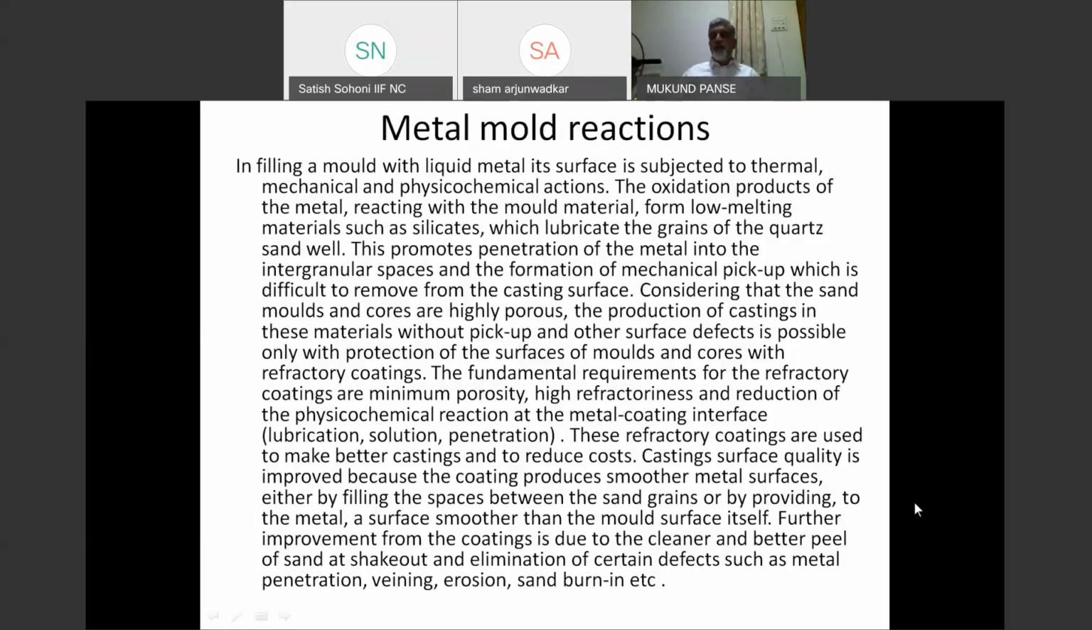This is the basic requirement of a coating. It should be a barrier between the metal and mold. It should have better thermal characteristics, high refractoriness, non-reactiveness, and very small size, so that you get a good surface finish.